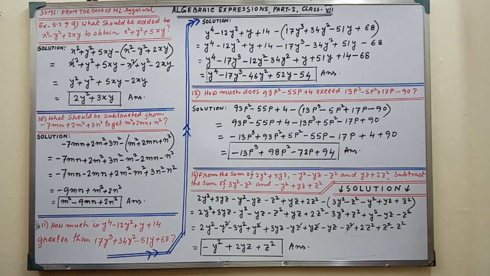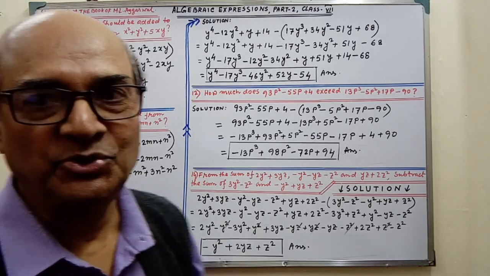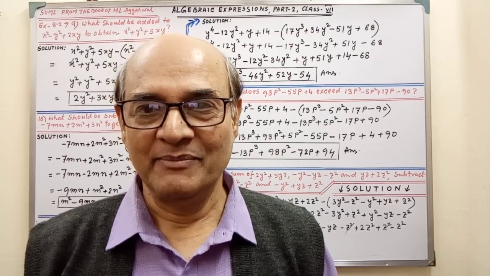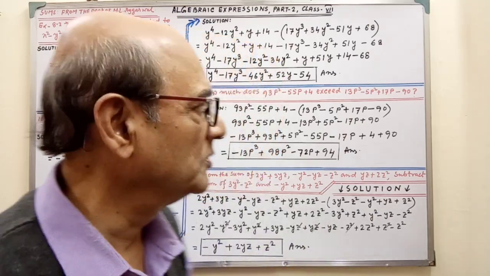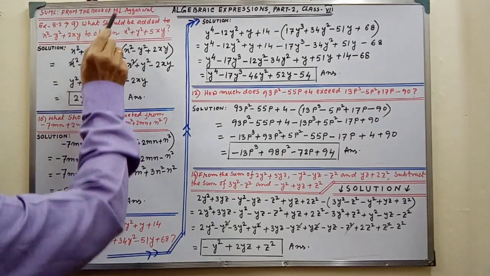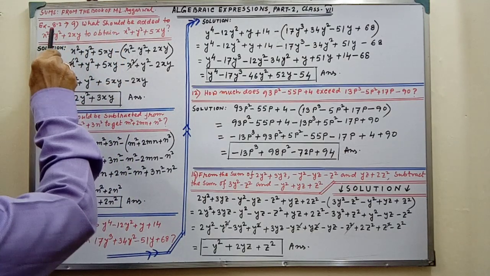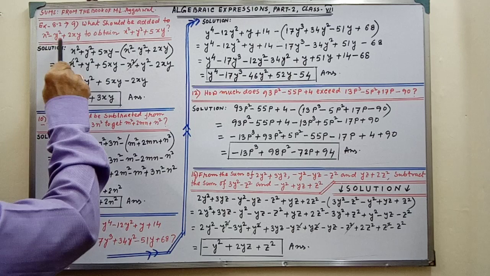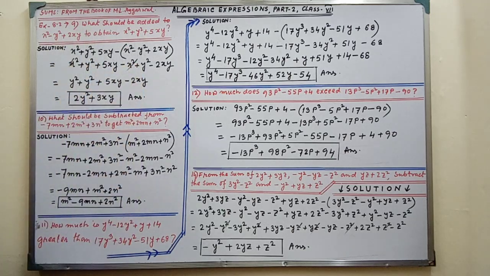Today for class 7, Algebraic Expressions part 2. You have already got one lesson, this is the second. Please pay your attention on the board. Sums are given from ML Agarwal, exercise 8.2, sum number 9. What should be added to this to obtain this?